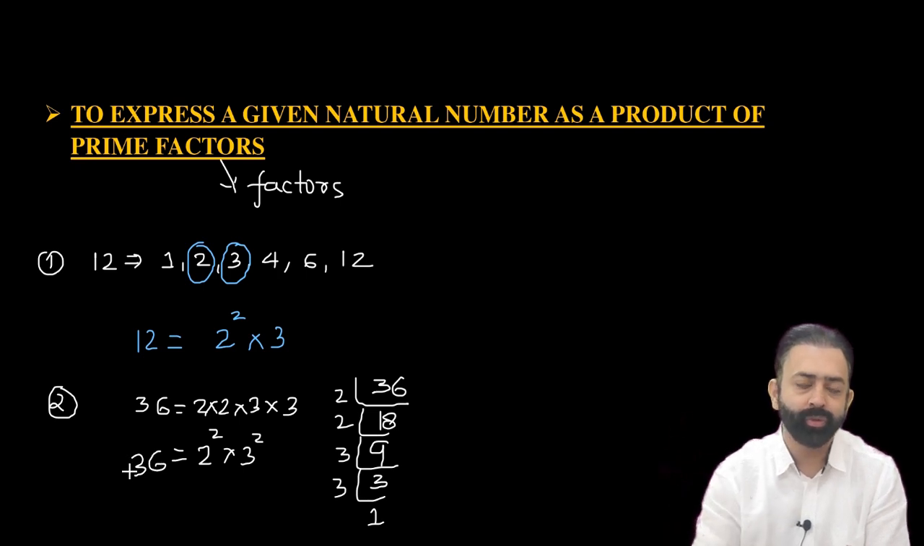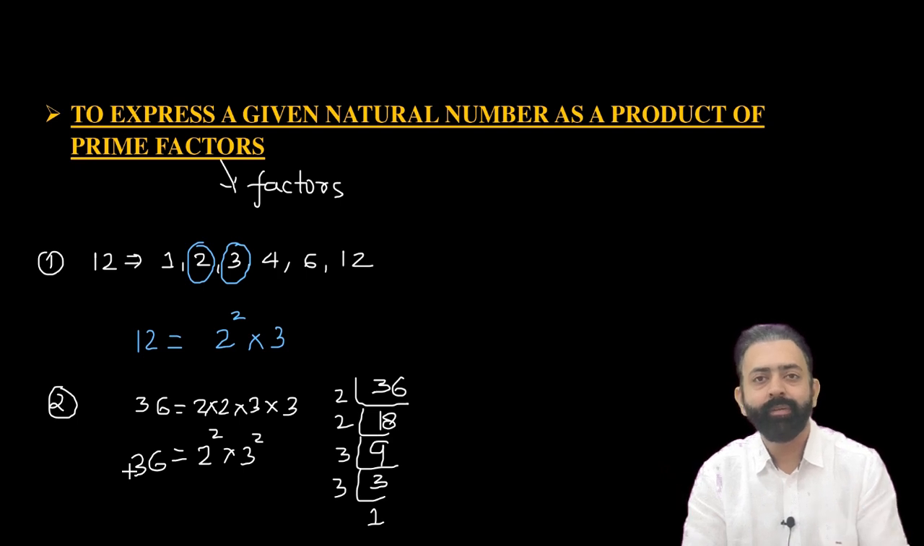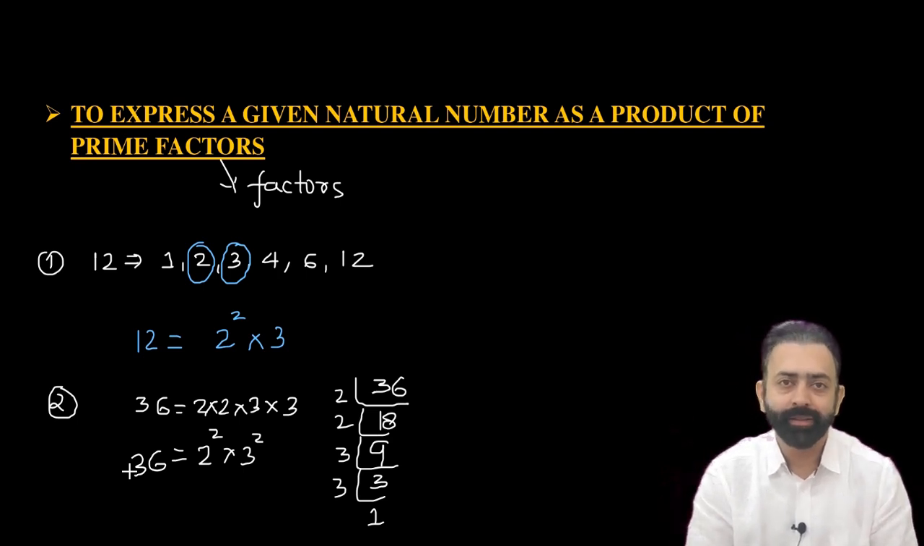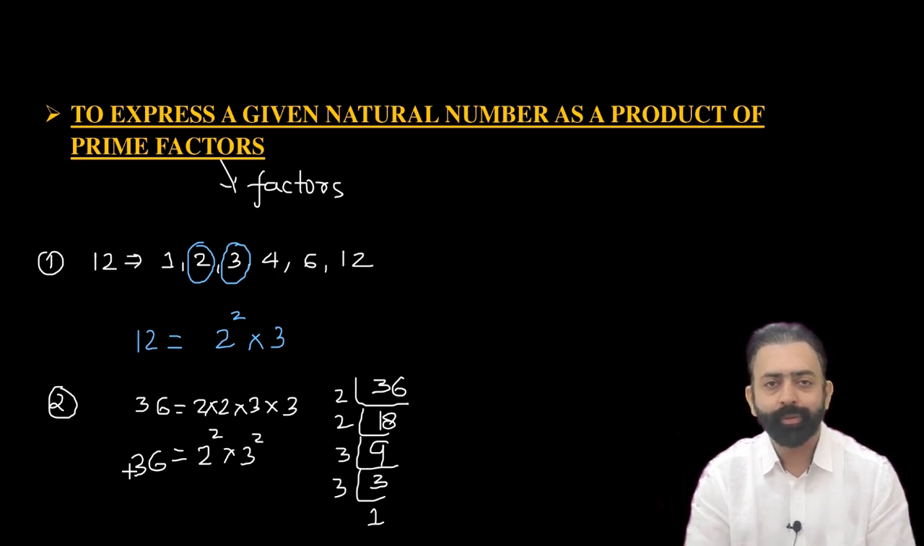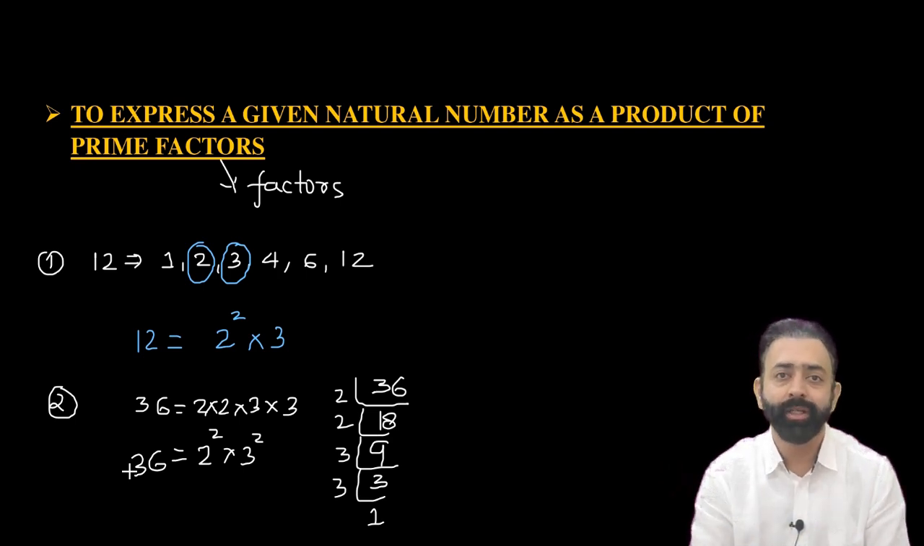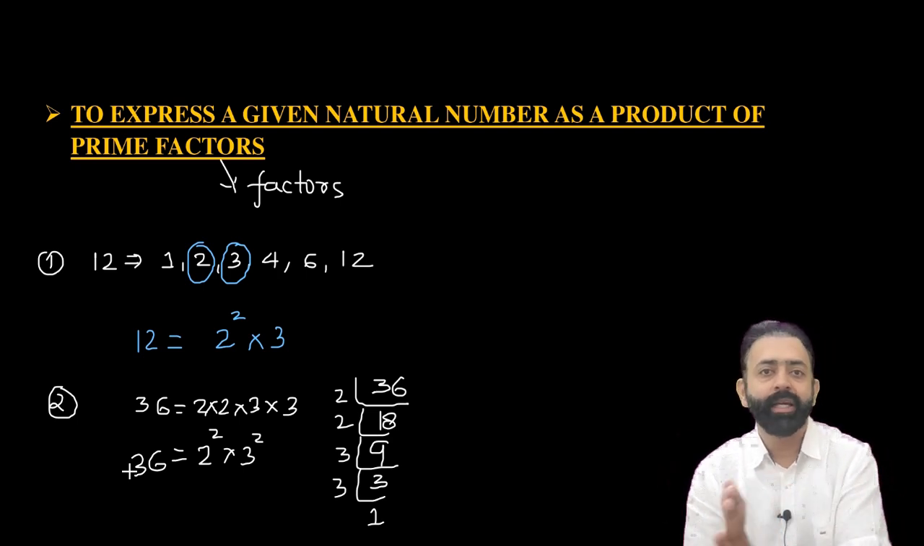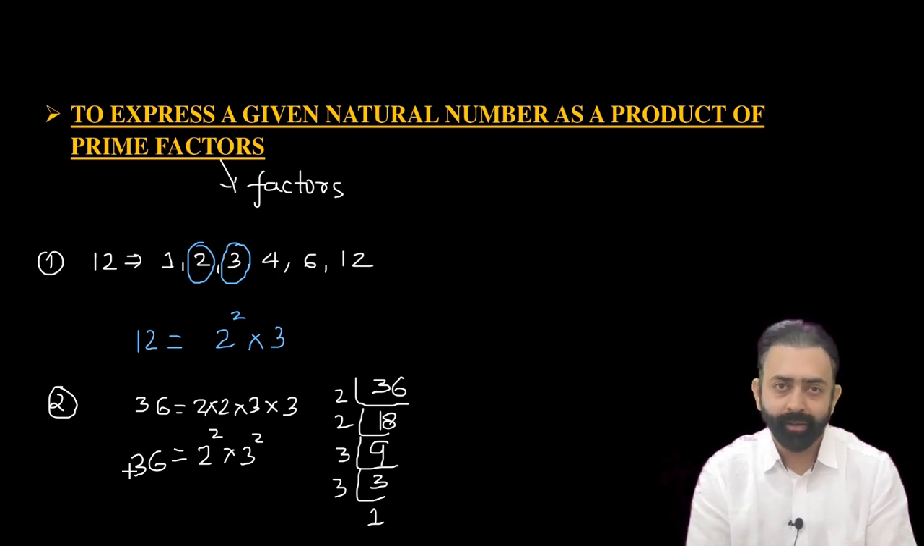So 36 is 2 square into 3 square, and this is exactly what the fundamental theorem of arithmetic says. It says that any natural number can be written as a product of its prime numbers. And when I say the product of its prime numbers, I mean the product including the exponents of the prime numbers. Meaning the same prime number can be a factor multiple times, right?